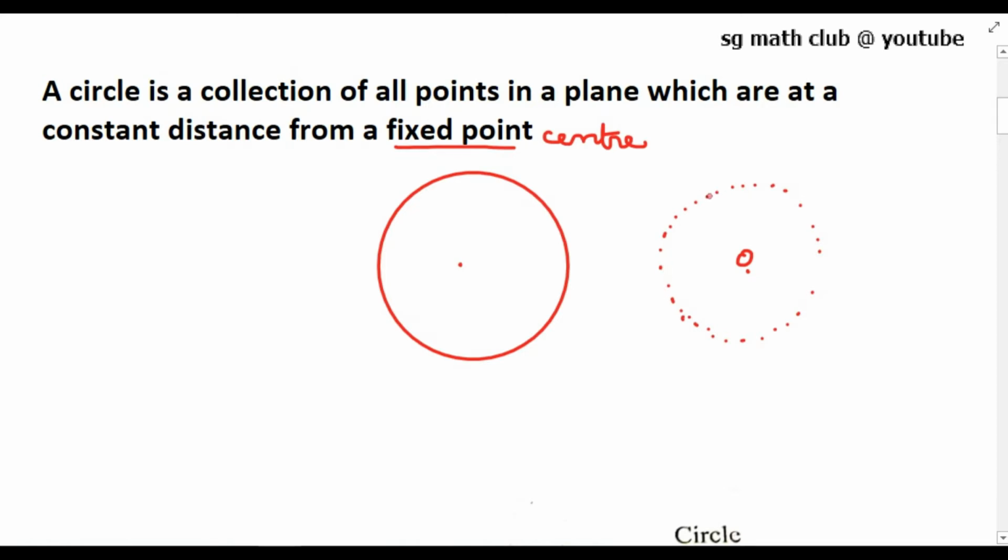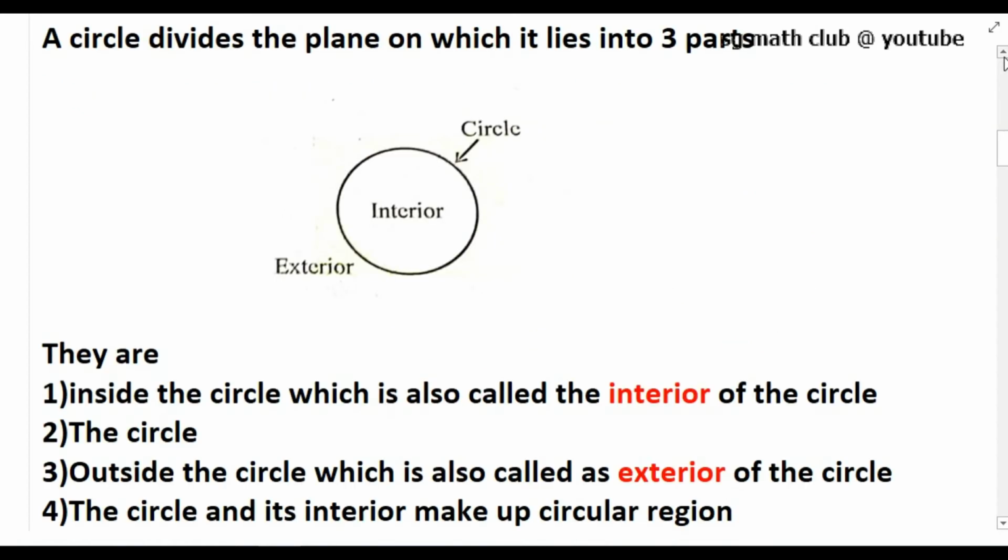So a circle is a collection of all points in a plane which are at a constant distance from the fixed point, and this constant distance we call the radius of the circle. The constant distance is called the radius of the circle and the fixed point is called the center of the circle.